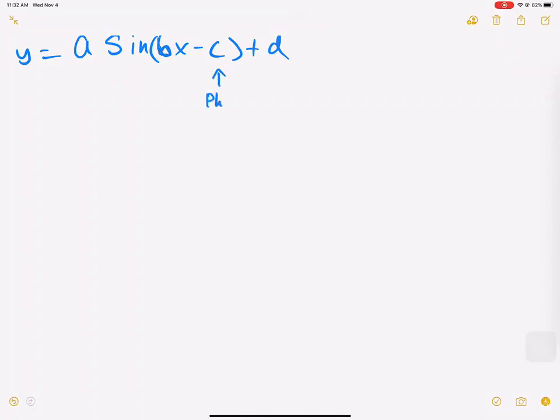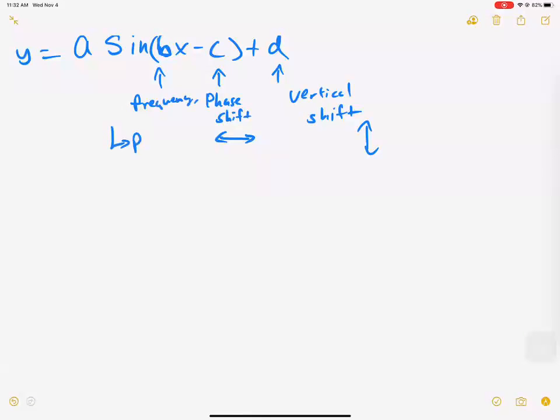This is our phase shift, and that means we're moving the graph left and right. We have our d, which is our vertical shift, and that moves the graph up and down. And then our b is our period. Well, b is not our period, it's really our frequency, but we use it to determine our period. P is equal to 2 pi over b, period. And we have our a value, which is our amplitude.